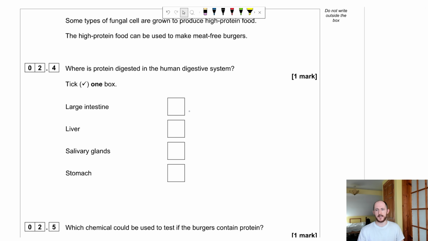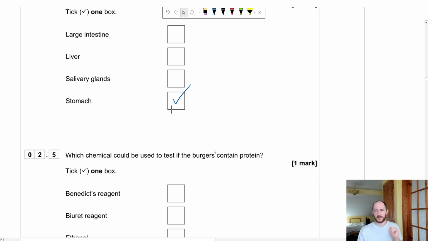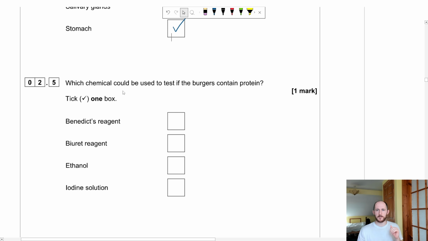But in this case, it is indeed the stomach. Protease in my mind is always really like hot. I don't know why. So that's how I remember the stomach, because it has the lowest pH. It's the most acidic. I have no idea why that's associated in my mind, but it is. Which chemical could be used to test if the burgers contain protein? So basically, which one tests the contents of proteins or amino acids? Biuret reagent. Again, good old-fashioned flashcards would probably be best.